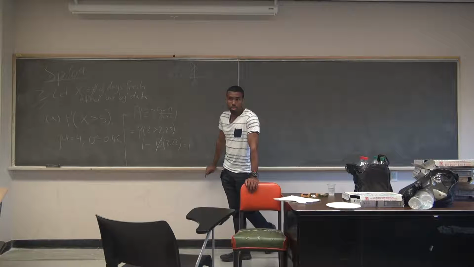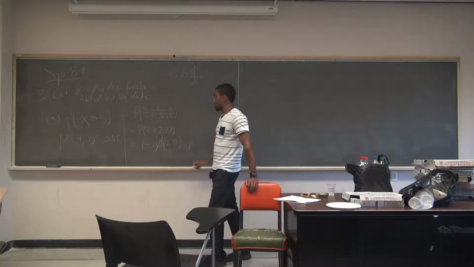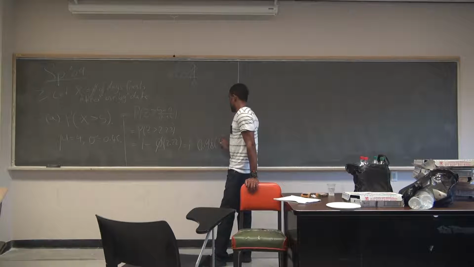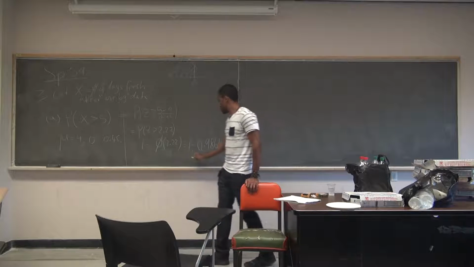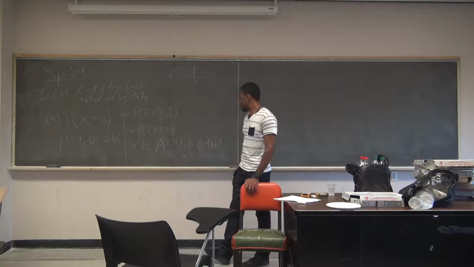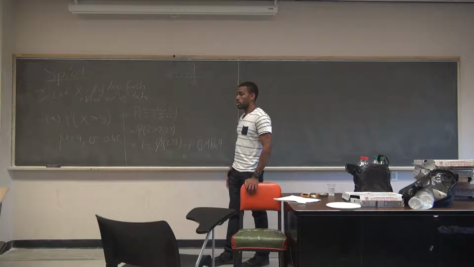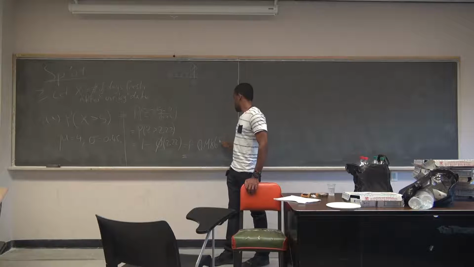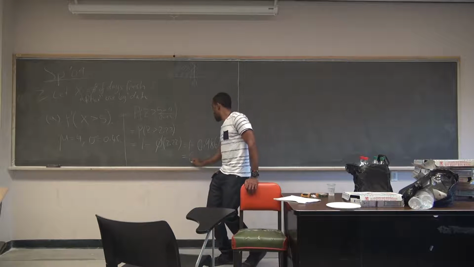I got 0.9868. 2.2, what? Here, 0.9868. Oh, my fault. Oh, this is subtraction. Yeah, and then you subtract that from 1. So 0.9868. Yeah, we got 0.9868. 0.22, yeah. So it's 0.0132.